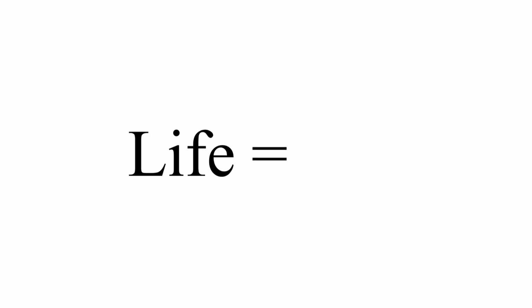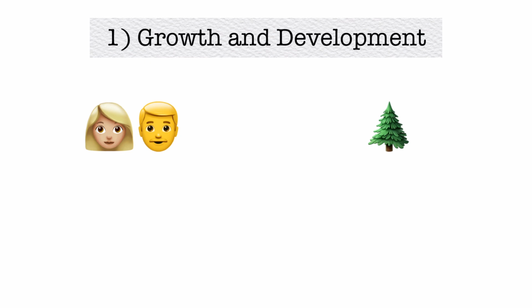Scientists define life using a set of key characteristics, just a few, so I would like to go through them with you. The first one is growth and development. All living things grow and develop over time. You were once a tiny baby, but now you're growing taller. Plants sprout from seeds and become trees, and kittens grow into cats.